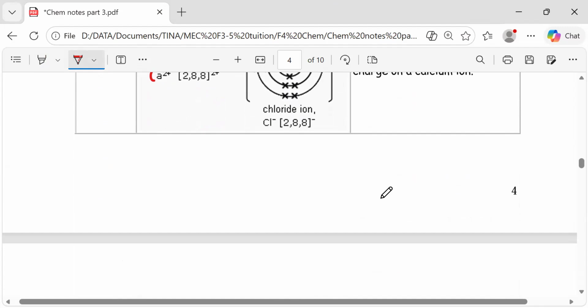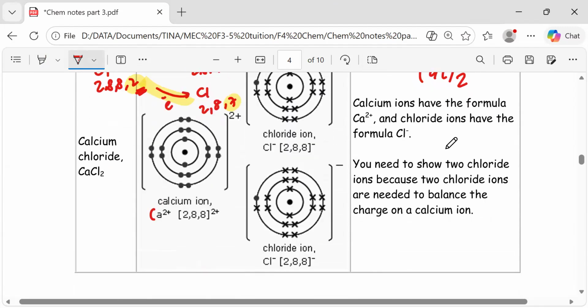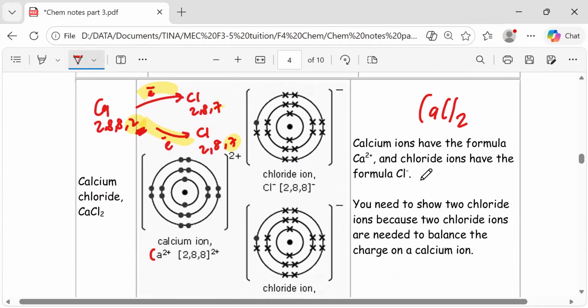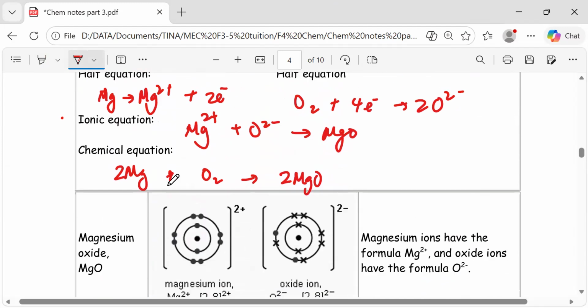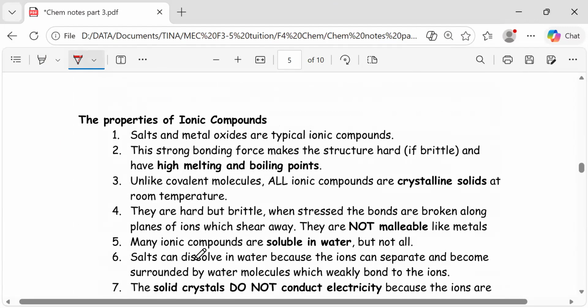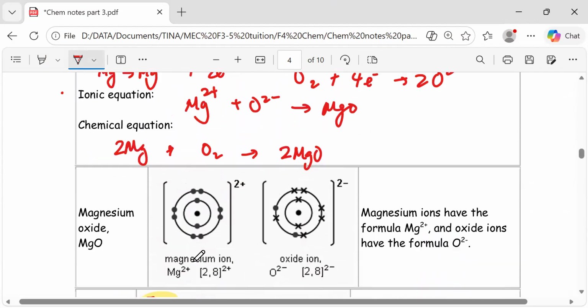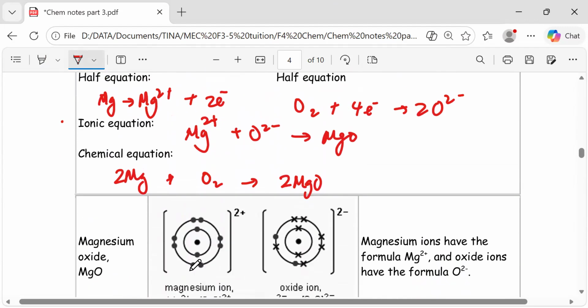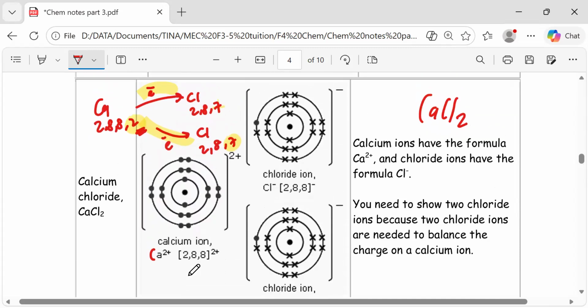Okay, so in this case, calcium chloride, the formula would be, okay, write down the equations for all 3 equations. Half equation, ionic equation, chemical equation. Go, write it down now. Half equation, ionic equation, and chemical equation.